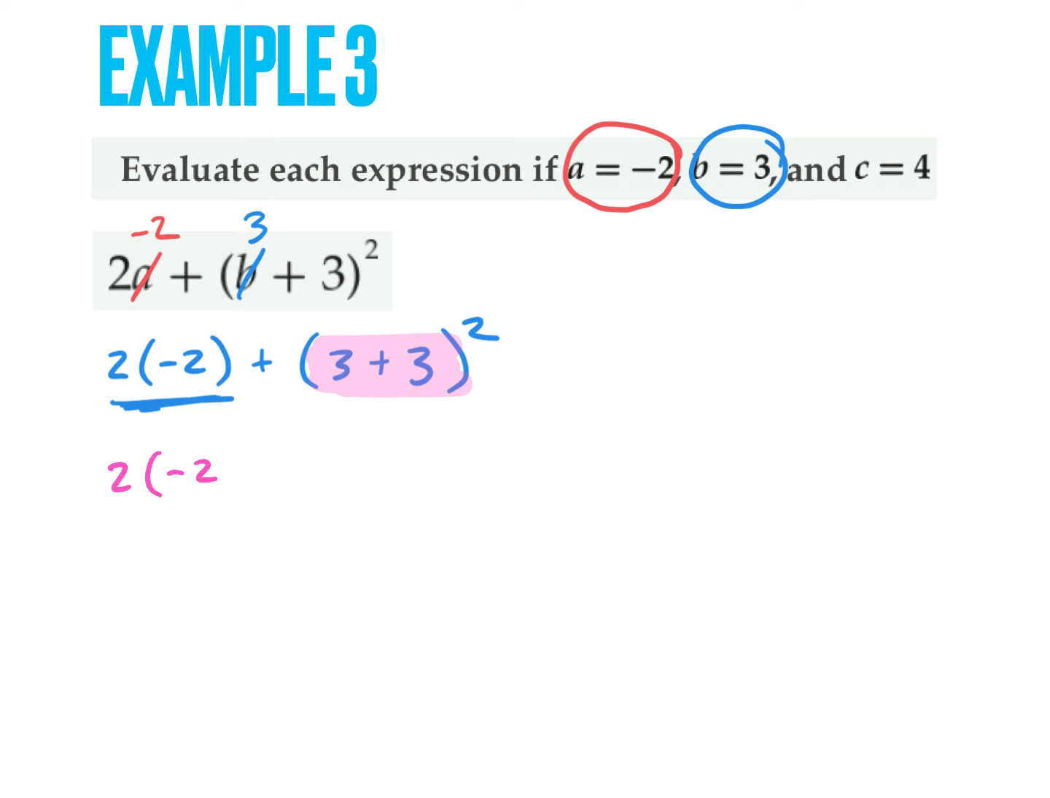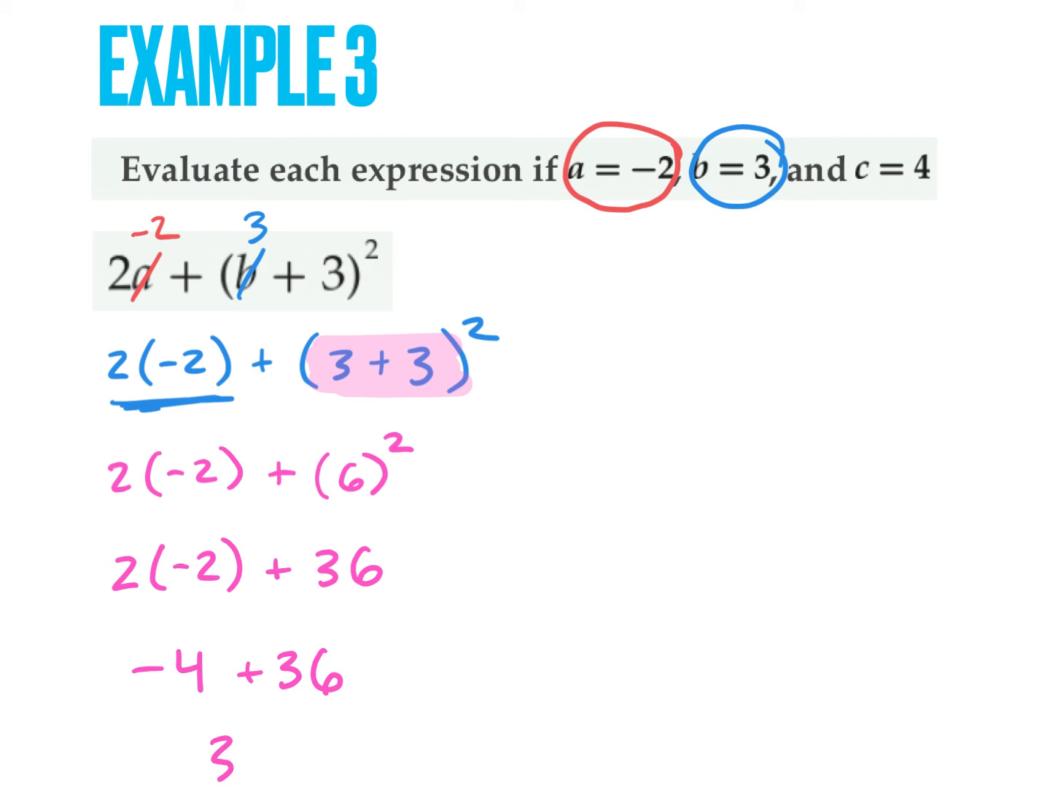So I'm going to keep everything else the same. What's 3 plus 3? 6. So I have 6 squared. What comes next? Exponent. So 6 squared. What's 6 squared? 36. So I have 2 times negative 2 plus 36. What should I do next? Awesome. What's 2 times negative 2? Negative 4. So I have negative 4 plus 36. What's negative 4 plus 36? 32.